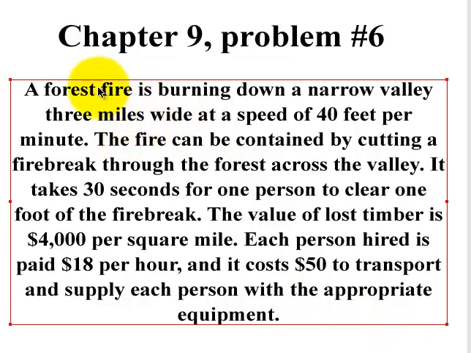Forest fire. It's burning in a valley 3 miles wide. It goes 40 feet per minute. So they're going to cut a fire break across it. One fireman can cut 1 foot of fire break for every 30 seconds. The value of the lost timber is 4,000 per square mile. Each person hired is paid 18 bucks an hour plus $50 to transport them.